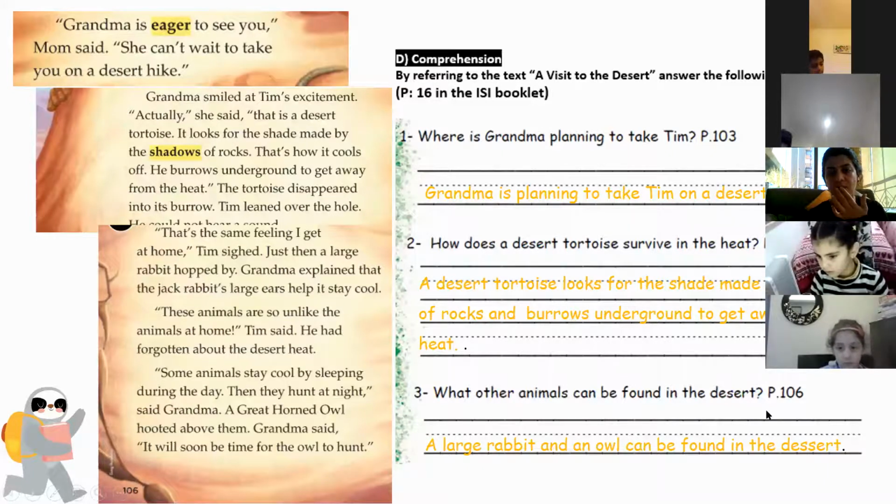I put double S and it's only one S, okay? In my answer, I put double S, but it should be only one.